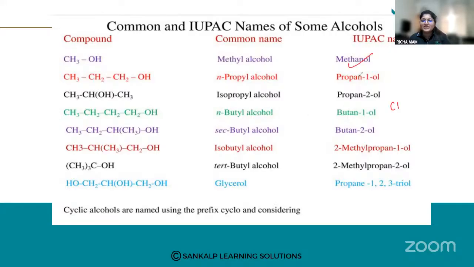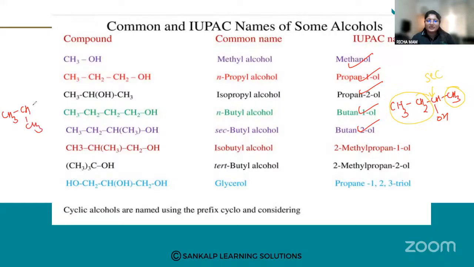Now here you see, we have seen 1, 2, 3, 4, 5. What is the common name here? CH3CH2CH(OH)CH3. Here the OH is attached to an sp3 hybridized carbon which is next to two alkyl groups, so this is secondary butyl alcohol. Yes, secondary butyl alcohol. Then here you see the next one.